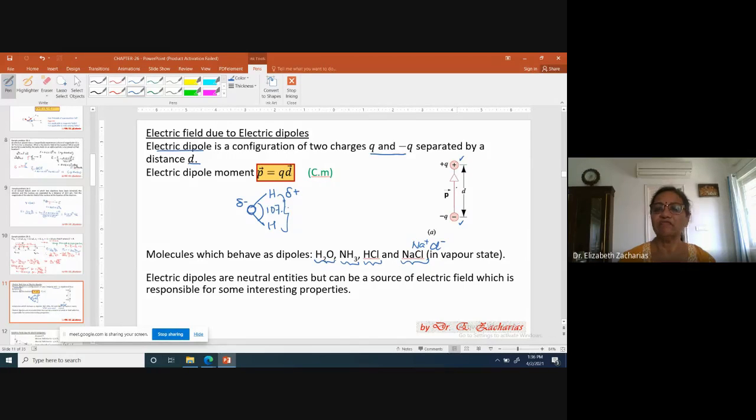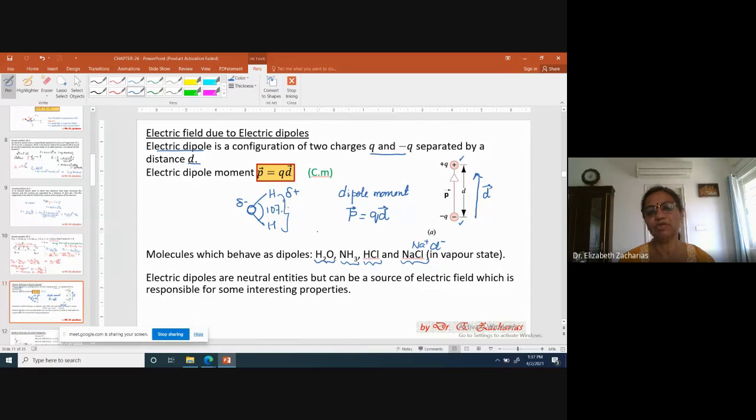We have to define what is called the dipole moment of a dipole. Dipole moment is given by the symbol P. It's a vector and it is equal to Q into D, where D is the separation between the positive and the negative. The D vector has this direction, from negative to positive. Therefore, your dipole moment vector also will have the same direction.